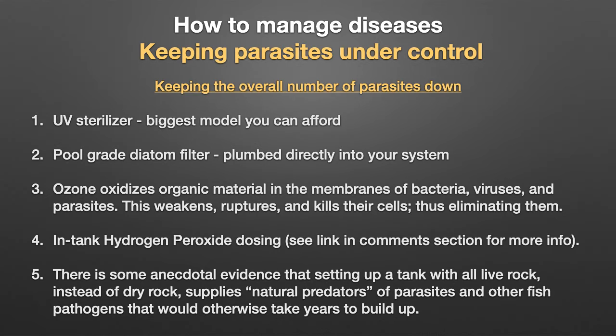Option 3 is ozone, which oxidizes organic material in the membranes of bacteria, viruses, and parasites. This weakens, ruptures, and kills their cells, thus eliminating them. Option 4 is hydrogen peroxide. Many reefers dose hydrogen peroxide to help control nuisance algae, but did you know that peroxide also oxidizes parasites? Running a UV in conjunction with peroxide dosing makes the treatment more effective. Number 5. There is some anecdotal evidence that setting up a tank with all live rock instead of dry rock supplies natural predators of parasites and other fish pathogens that would otherwise take years to build up.